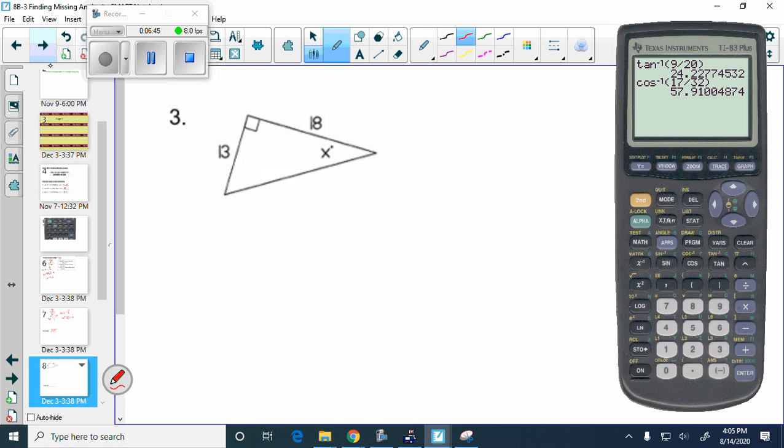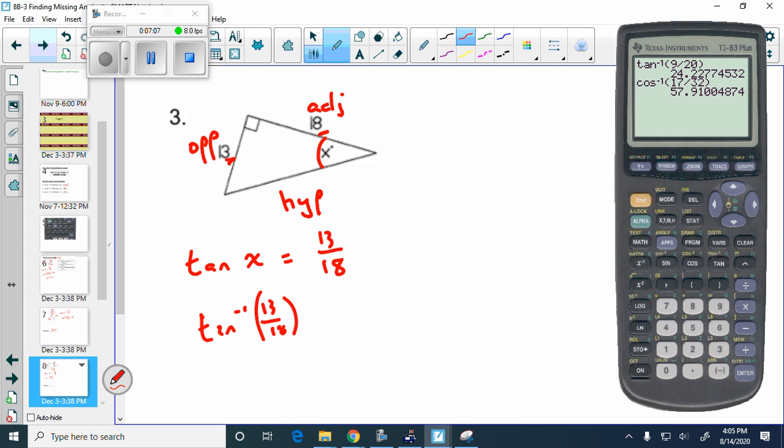All right, how about number 3? Here's my angle. So I've got opposite and adjacent along with a hypotenuse. So I've got the opposite and adjacent. That's the tangent of x is 13 over 18. So the inverse tangent of 13/18 is x. The inverse tangent, 13/18, 35.8.